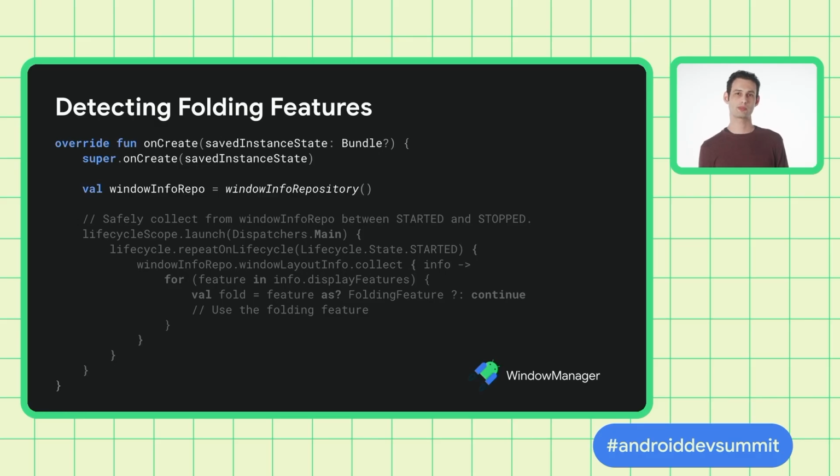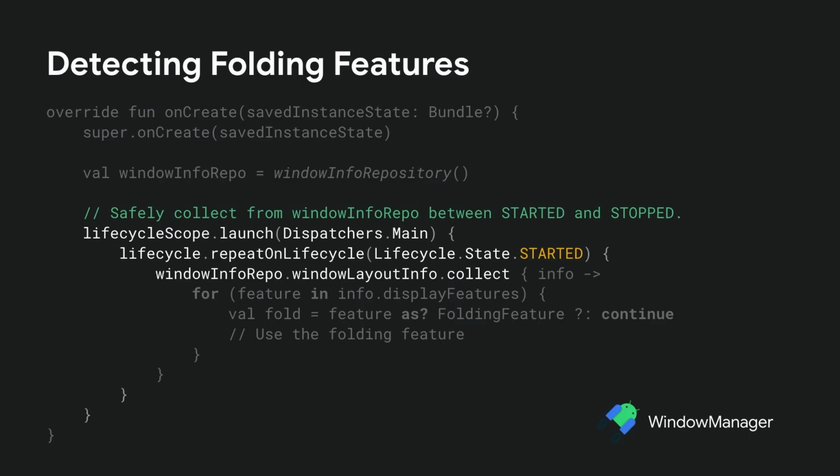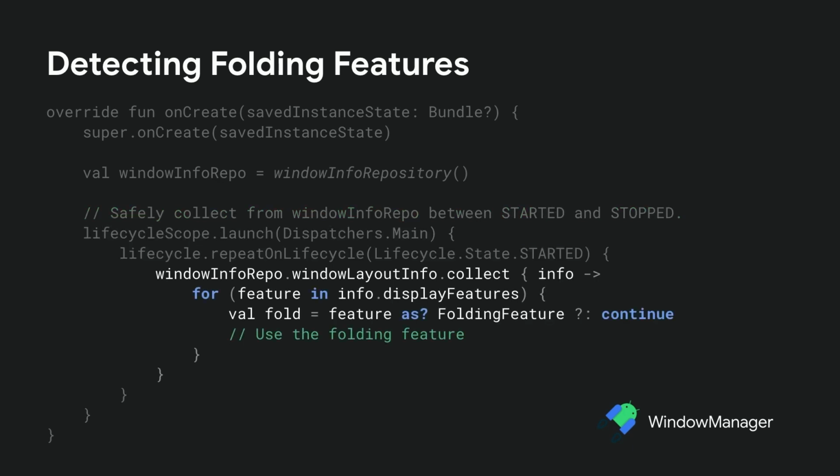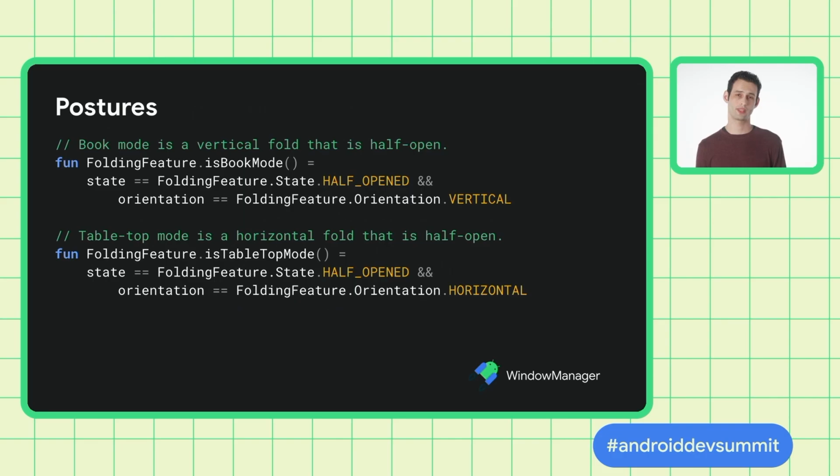Jetpack Window Manager library provides APIs to detect the presence of a fold in your app's window. Any activity can acquire a window info repository, which is what we're doing here inside of onCreate. Then we'll safely collect from the flow of window layout info between the started and stopped lifecycle states. Whenever a value is emitted, we can inspect the display features and look for a folding feature specifically. So we now have information about the fold, and we can apply some recipes to see if the device is in one of those postures from earlier.